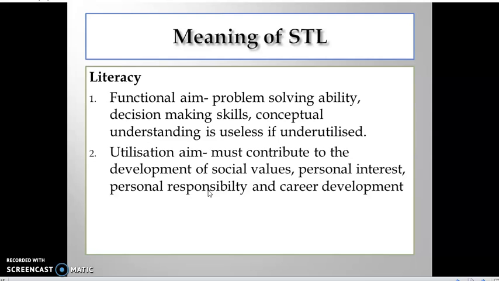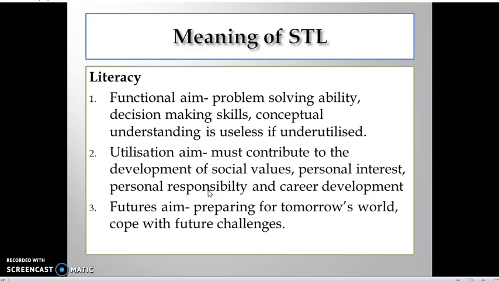So now when we look at literacy in terms of utilization aim, it makes sense that if a person's literacy is not of use to the people around him or her, if it is not of use to himself or herself, if it is not useful for his or her career development or professional growth, it tends to be somewhat useless because it is not being used.